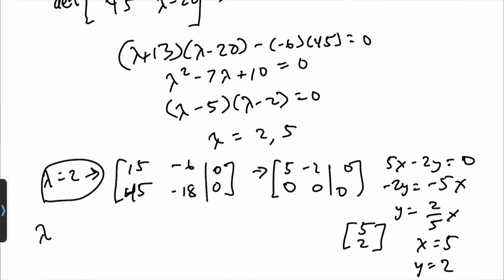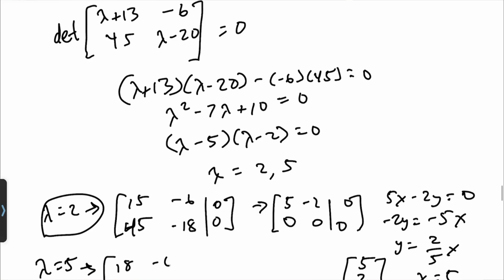And in a similar fashion, we can do the same thing when the eigenvalue is equal to 5, just plugging it into that matrix once again.